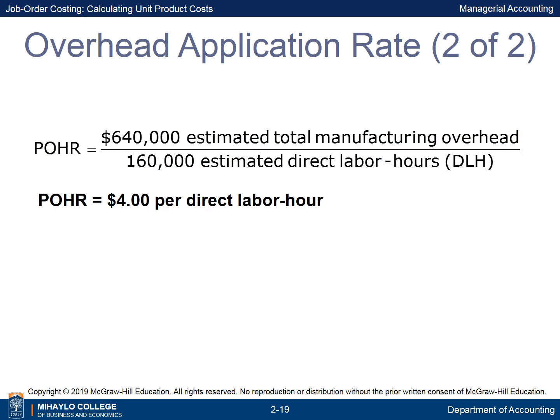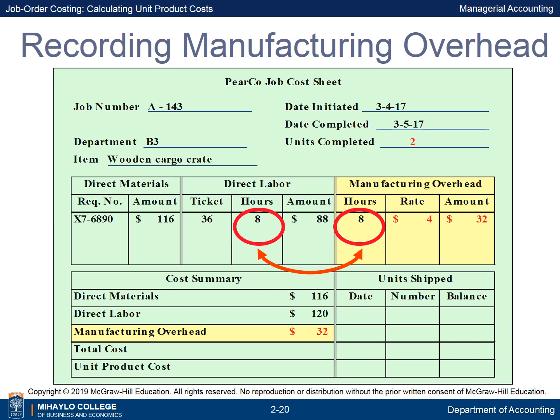$640,000 estimated total manufacturing overhead divided by the 160,000 total estimated direct labor hours equals a predetermined overhead rate of $4 per direct labor hour. Recall an employee worked a total of 8 hours on job A143. The predetermined overhead rate is $4 per direct labor hour, so $32, 8 hours times $4 per direct labor hour, of overhead is applied to this job.